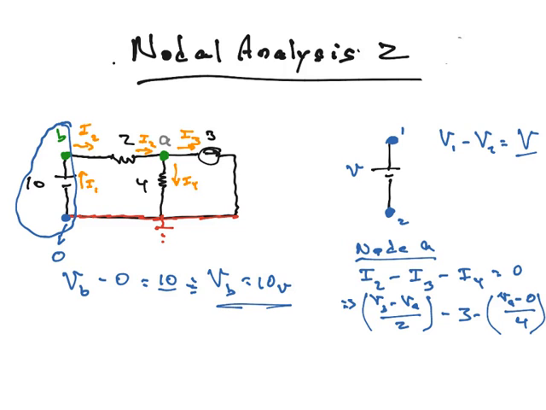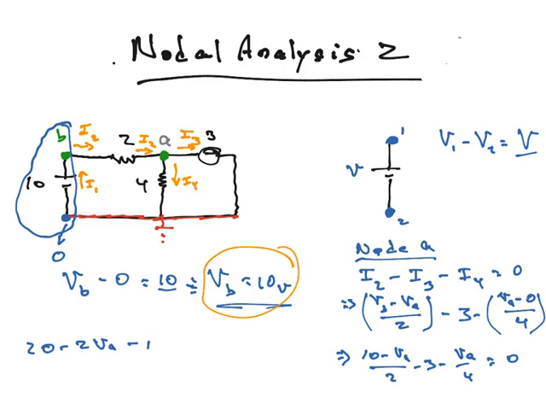Just like before, here's our equation with 2 unknowns, so I would normally need 2 equations, but look, we already know VB is 10, so just plug that in. So this is (10 minus VA) over 2, minus 3, minus VA over 4, is equal to 0. Now we see we only have one unknown, so this is solvable. Multiply everything by 4 to get rid of the denominators. 4 divided by 2 is 2, so I get 20 minus 2VA minus 12 minus VA is equal to 0.